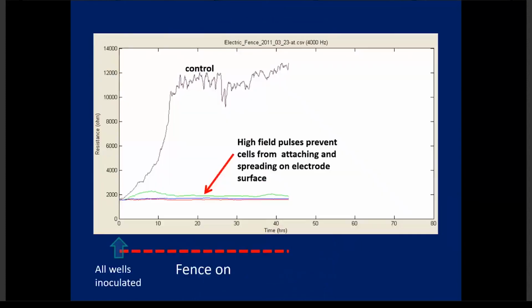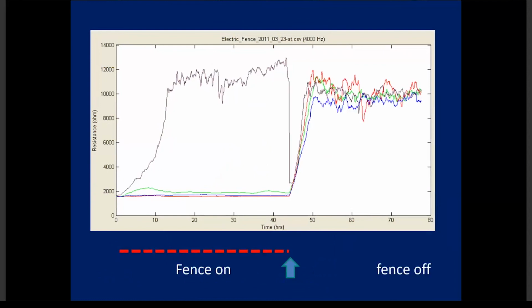So here's the critical experiment. We turn on the electric fence, and at a certain period of time, we turn it off. And when we do that, we find the cells are ready at the edge to move in and migrate to heal the wound. At the same time we turned off the electric fence, we also applied a high current pulse to the confluent layer of cells. And you can see them dropping down and then coming back.